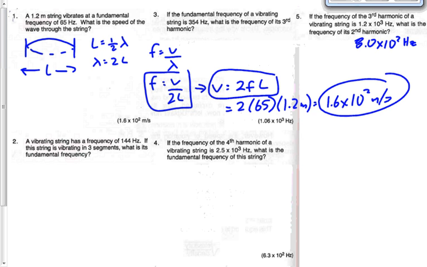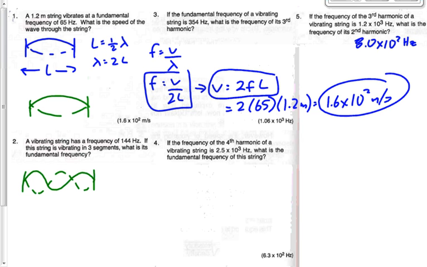All right, let's take a look at number 2 here now. It says a vibrating string has a frequency of 144 hertz. If the string is vibrating in 3 segments, what's the fundamental frequency? So we have 3 segments here, right? Which harmonic is that, by the way? Is that the first, second, third, fourth, fifth harmonic? Which one is it? The first harmonic has 1 bump, right? The second harmonic would have 2 bumps. The third harmonic would have 3 bumps. So this is the third harmonic then, right?